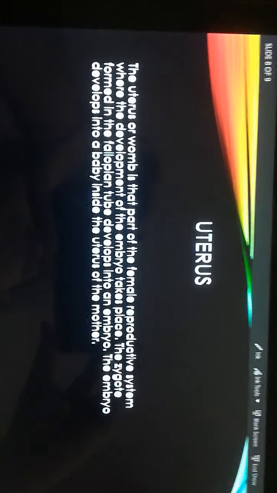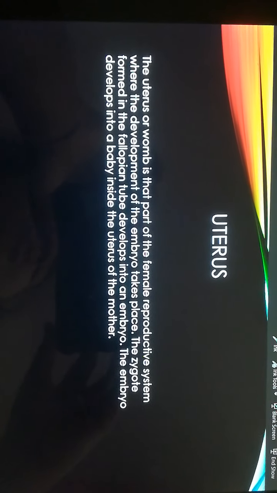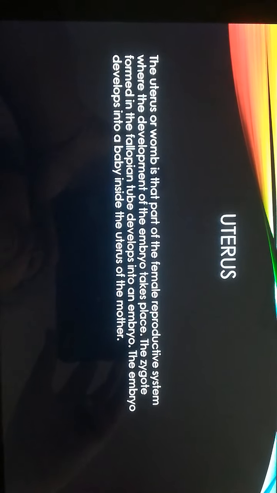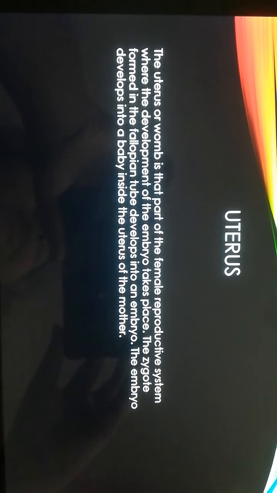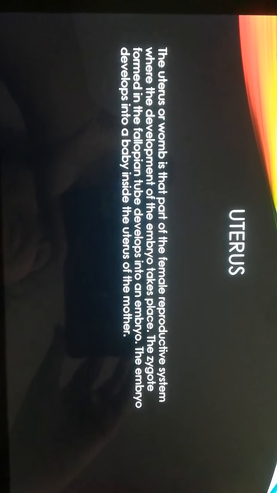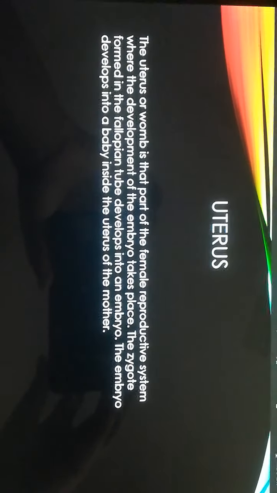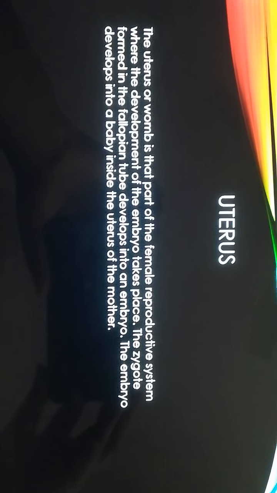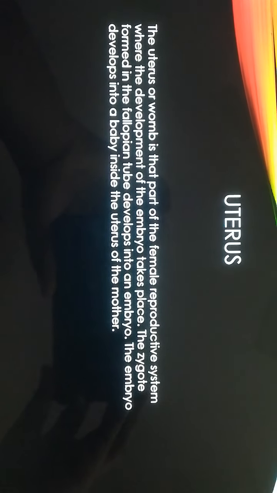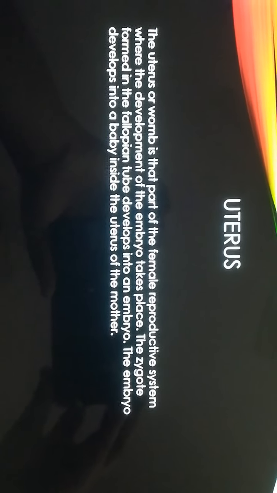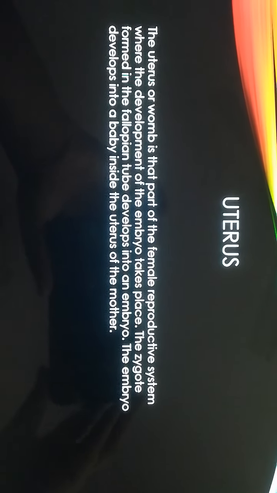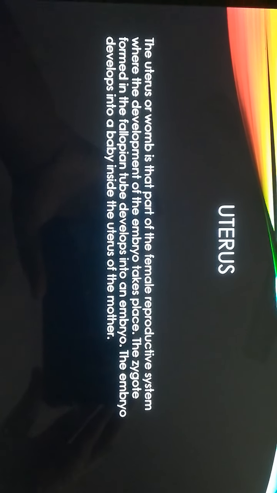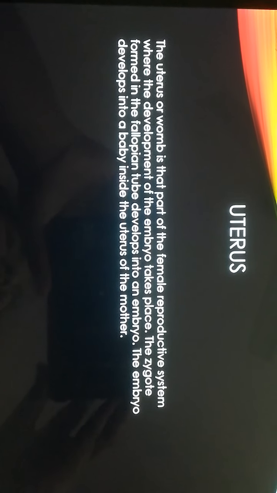Now what is the uterus? The uterus or womb is that part of the female reproductive system where the development of the embryo takes place. The zygote formed in the fallopian tube develops into an embryo. The embryo develops into a baby inside the uterus of the mother. So the uterus can also be called the womb, and it is a part of the female reproductive system where the development of the embryo takes place and this embryo develops into a child. The zygote is formed in the fallopian tube. It develops in the fallopian tube and then forms an embryo. And this embryo then goes into the uterus and again develops into a baby.